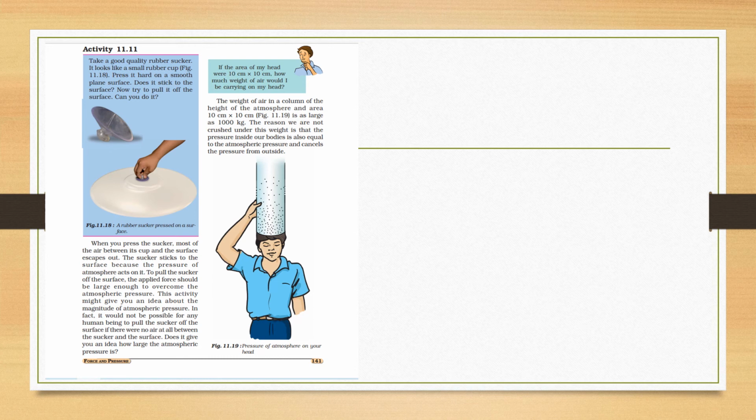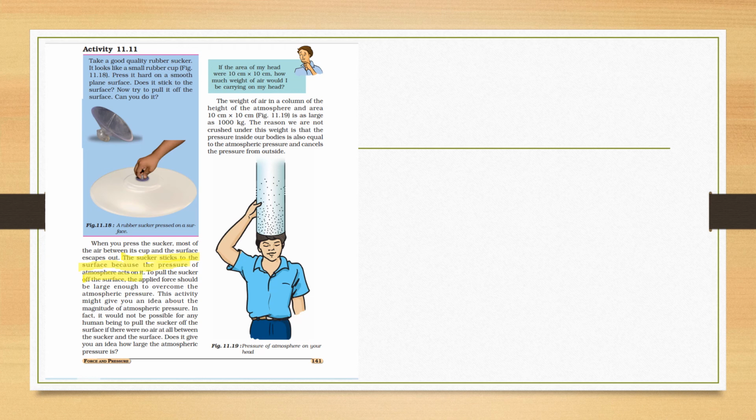First of all, this rubber sucker activity is given to you. Take a good quality rubber sucker like this, and press it hard on a smooth plane surface. Then what do we observe? When we press the rubber sucker, the air between the cup and the surface escapes out, and the sucker sticks on the surface. Why? Because of the pressure of the atmosphere outside it.